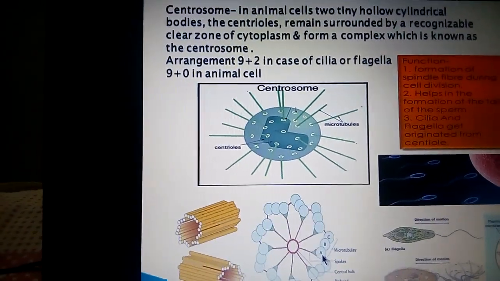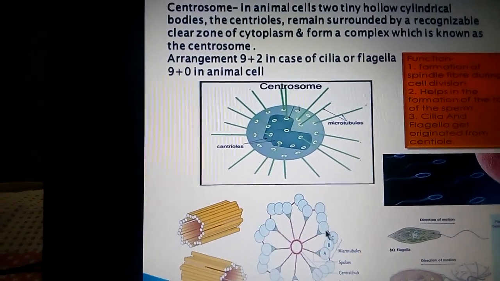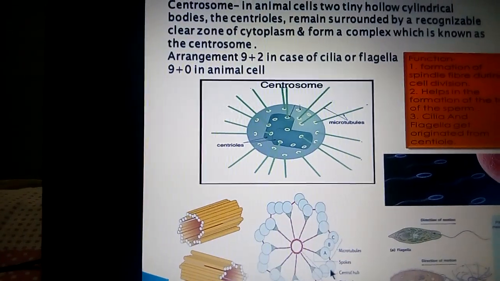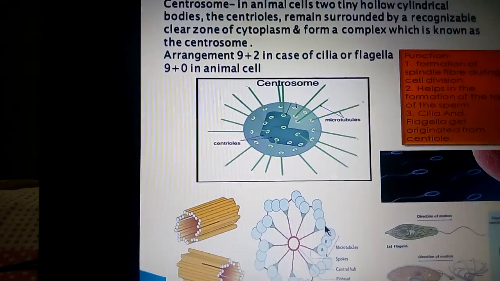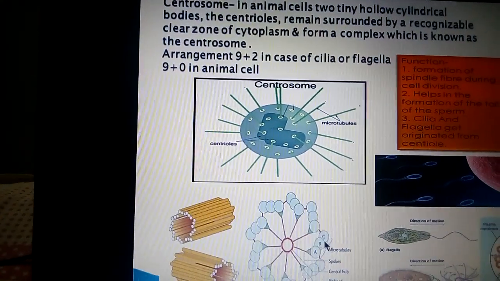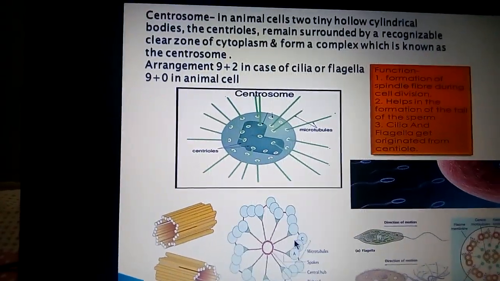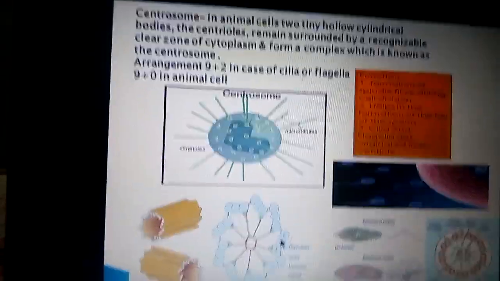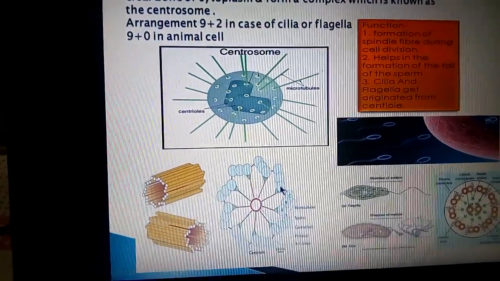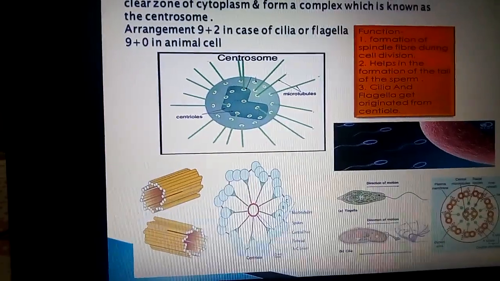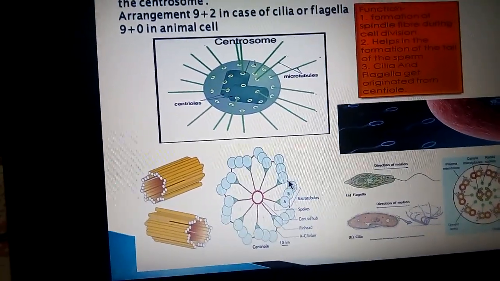The A subtubule is joined with the C subtubule. A with C, look at this diagram. This portion means the A subtubule of a triplet is attached with the C subtubule of the adjacent triplet with the help of what? This is known as the linker. Clear?